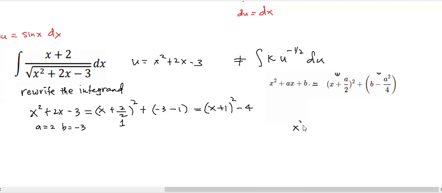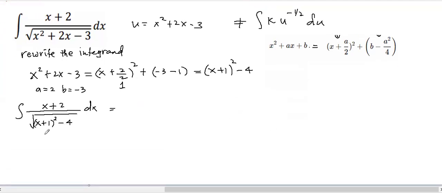So i-check natin. X squared plus 2x plus 1 minus 4. So x squared plus 2x minus 3. Okay, so this is the same with this one. So this is now equal to the integral x plus 2 over square root of, so ito is equal to this one, x plus 1 quantity square and then minus 4 dx. Okay?